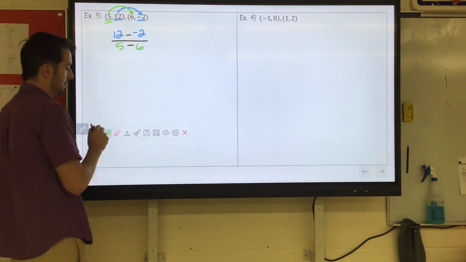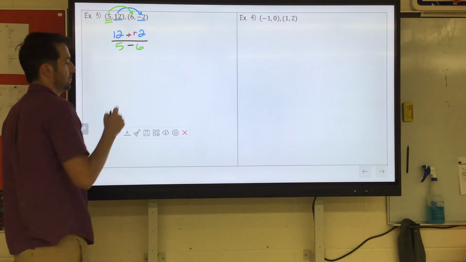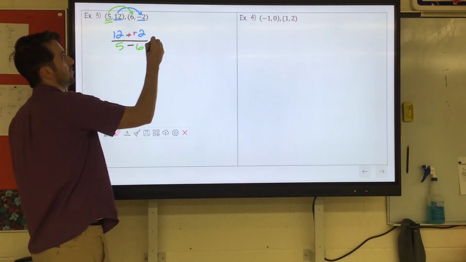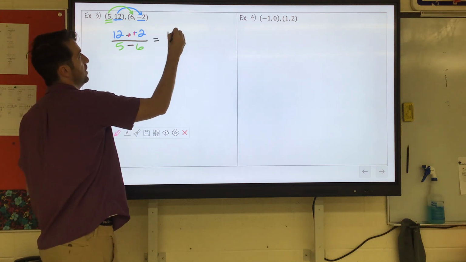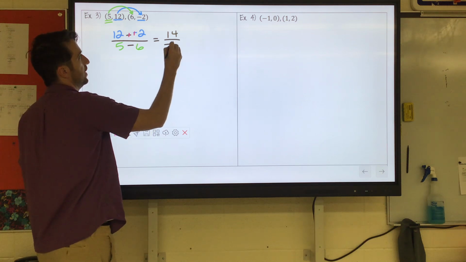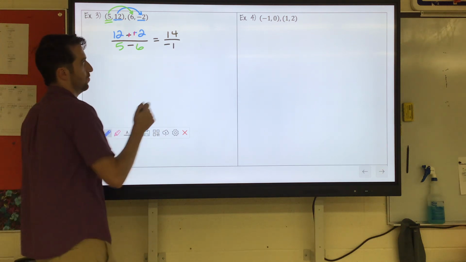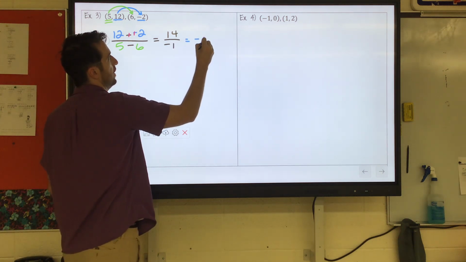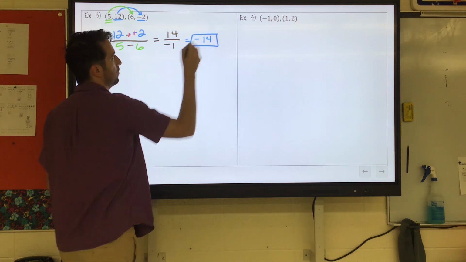Remember, we changed minus negatives to plus positives. So 12 plus 2 would be 14. 5 minus 6 is -1, and then you simplify that. 14 divided by -1. Our slope is -14.